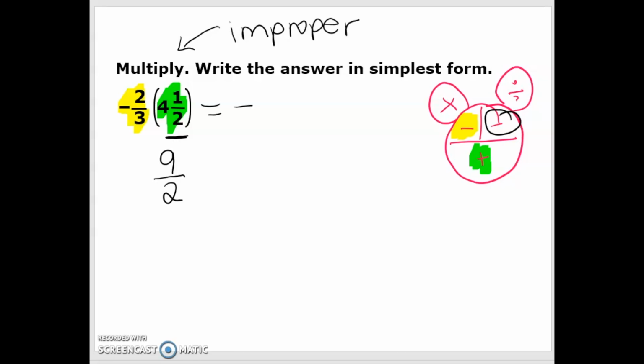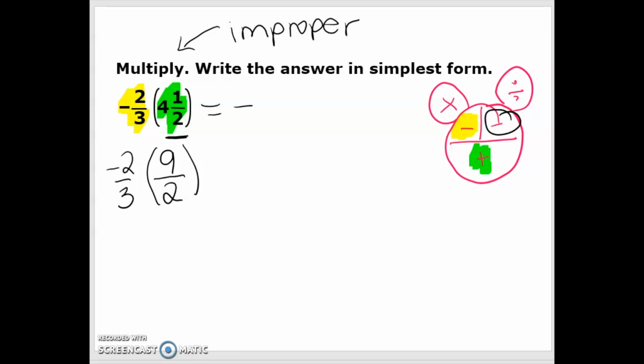Think about this like you've got 4 pizzas, and each pizza is cut into 2 slices. So if you're thinking of your pizzas, you've got 2 slices, 2 slices, 2 slices, 2 slices. Those 4 pizzas would be 8 slices. And then we've got half of a pizza left, so 1 more slice, so 9 halves, times negative 2/3. Now we already took care of the negative, so we can take that stress off our plate and just multiply straight across.